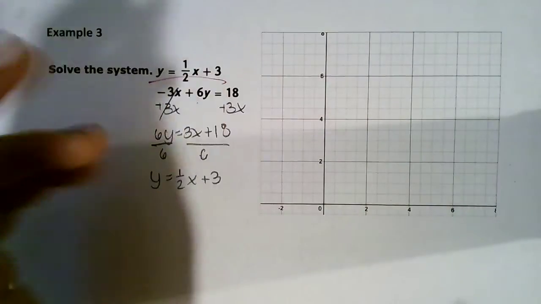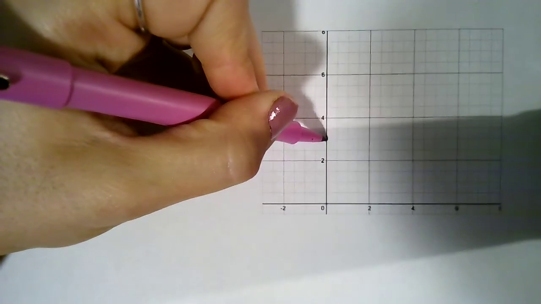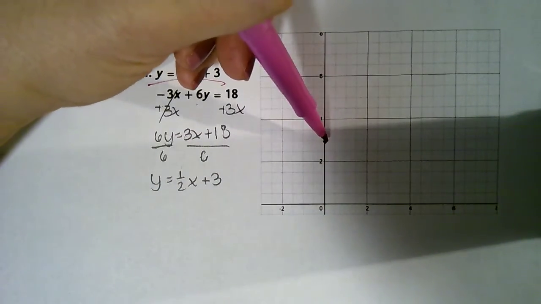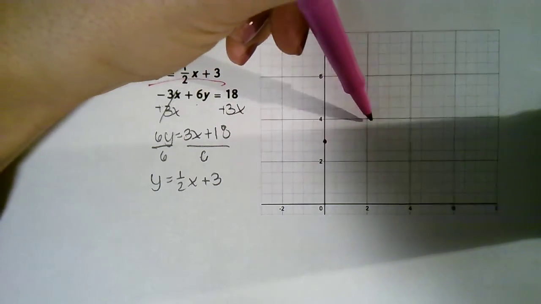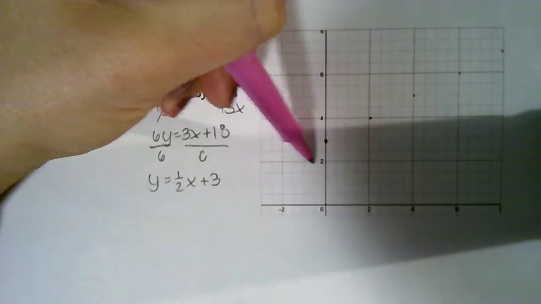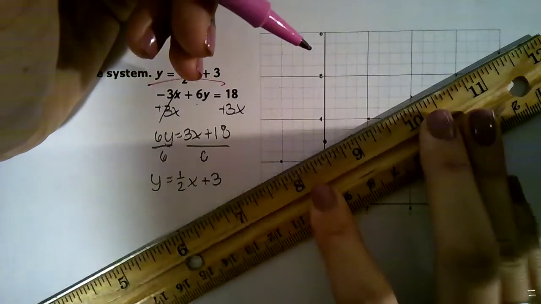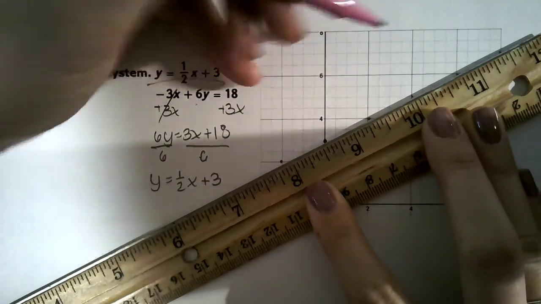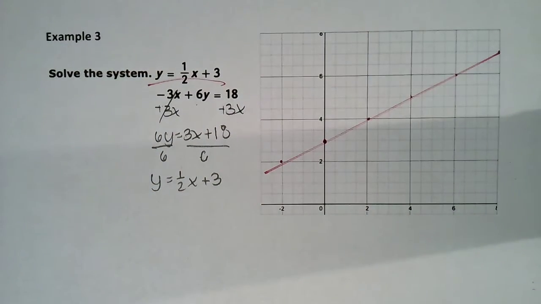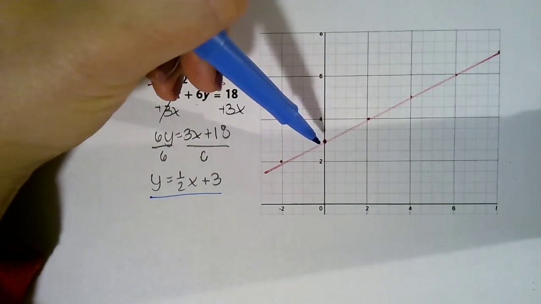So let's start with our first one. y is equal to a half x plus 3. My y-intercept is 3. My slope is a half. So I go up 1 over 2, up 1 over 2, up 1 over 2, up 1 over 2, or down 1 over 2. And so now I can draw my line nice and straight. There we go.